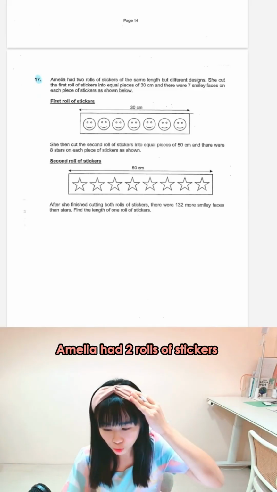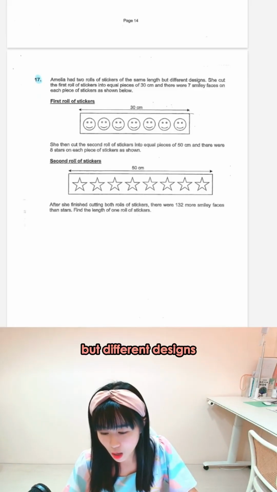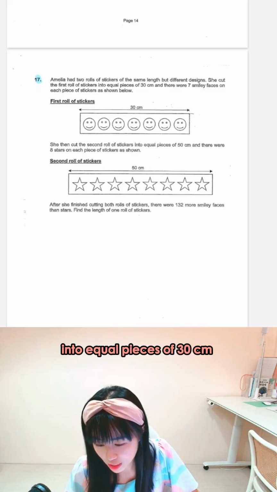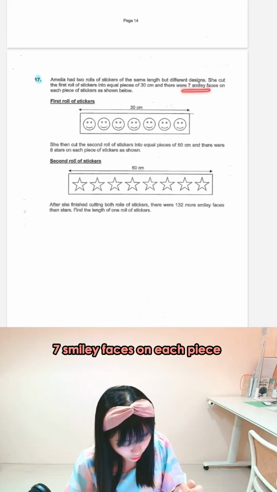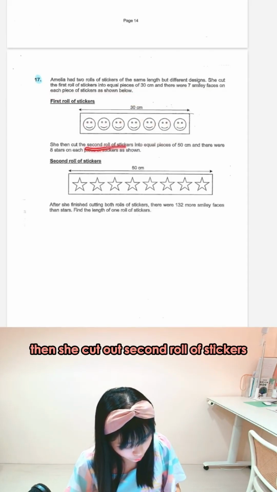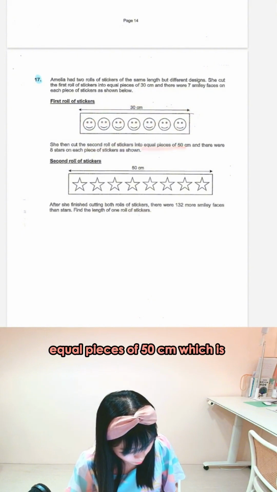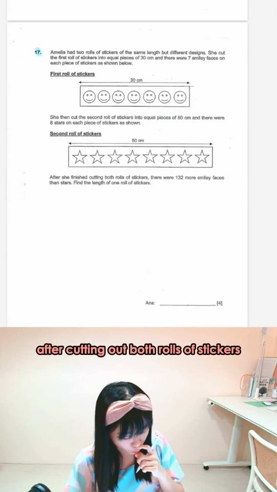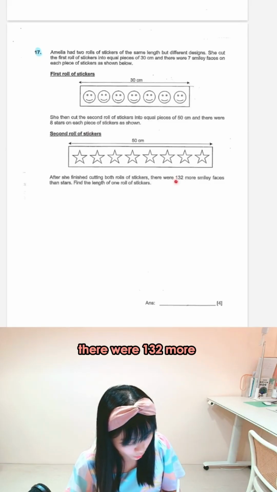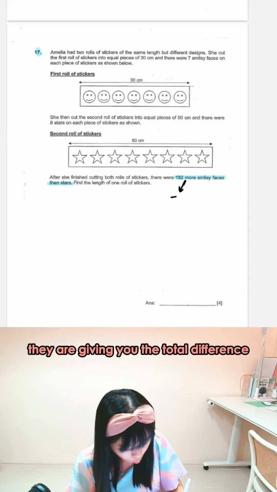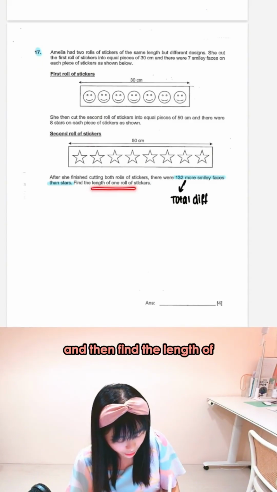Amelia had 2 rows of stickers of the same length but different designs. She cut out the first row of stickers into equal pieces of 30 cm, 7 smiley faces on each piece of stickers as shown below. Then she cut out the second row of stickers into equal pieces of 50 cm, which is basically this whole thing. It's 8 stars. After cutting out both rows of stickers, there were 132 more smiley faces than stars. They are giving you the total difference. And then find the length of 1 row of stickers.